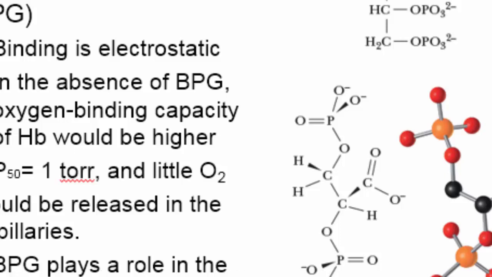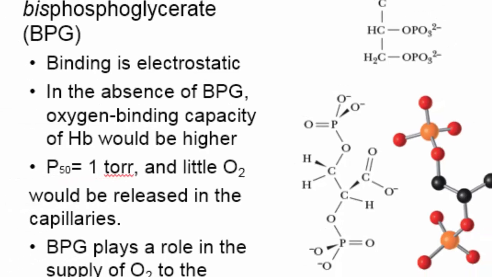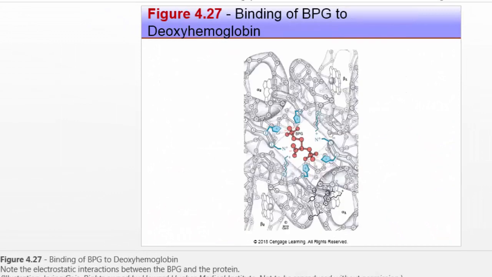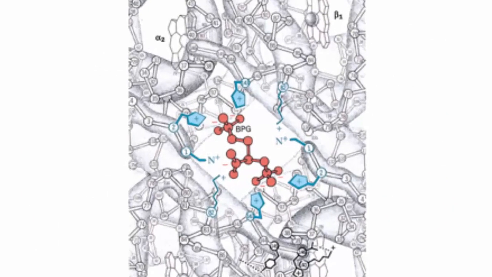BPG plays a role in the supply of oxygen to the growing fetus. BPG is known as an important allosteric effector of hemoglobin. Fetal hemoglobin has a higher affinity for oxygen than adult hemoglobin. Here, if you look at this figure, which shows us the binding of BPG to deoxyhemoglobin, note here the electrostatic interaction between the BPG and the protein. And here you see the positively charged R groups of basic amino acids.